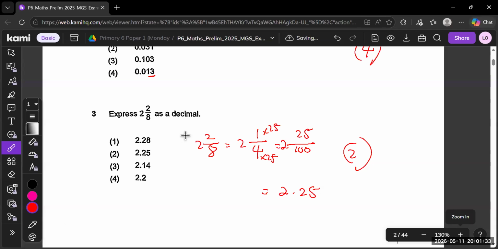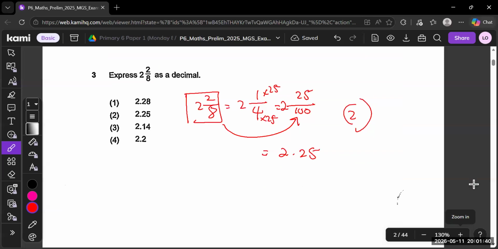Okay, so if you have a fraction, try to see whether you can make the denominator into a 10, 100, or 1,000. That's a shortcut to get your decimal.